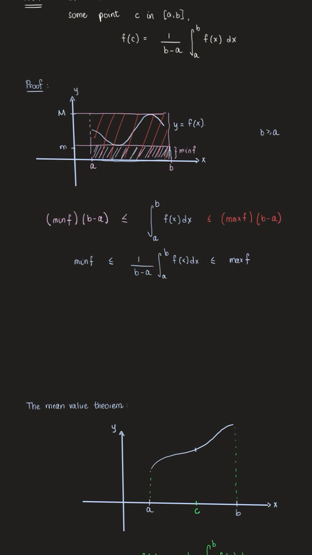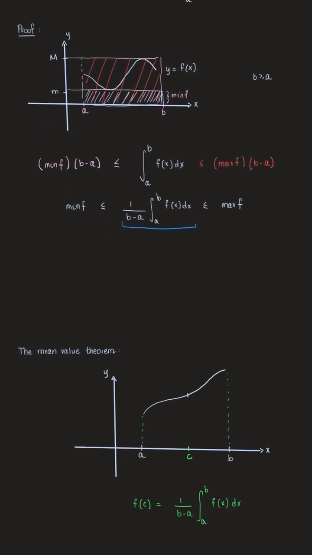And so note that the expression in the middle is how we calculate the average value of a continuous function. And since f is continuous, and this average value, this number, is between the minimum value of the function and the maximum value of the function, there's got to be some place between a and b where the function attains its average value by the intermediate value theorem.